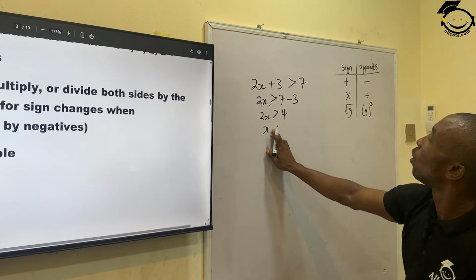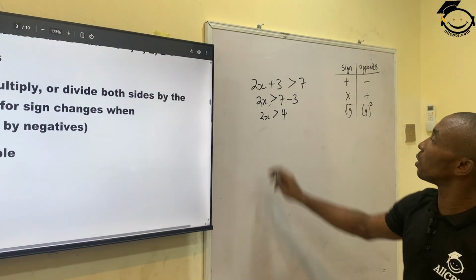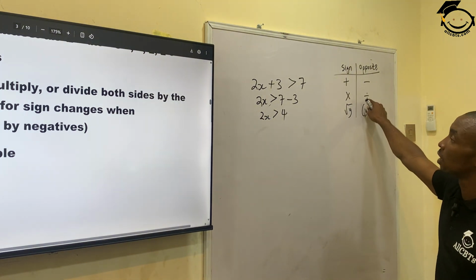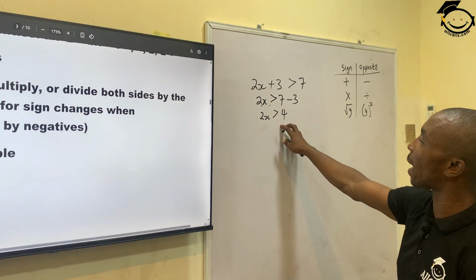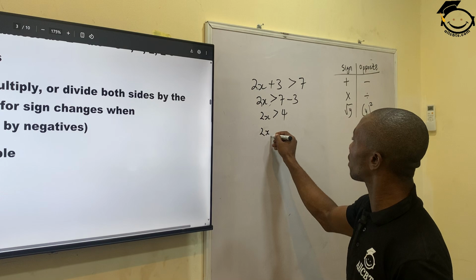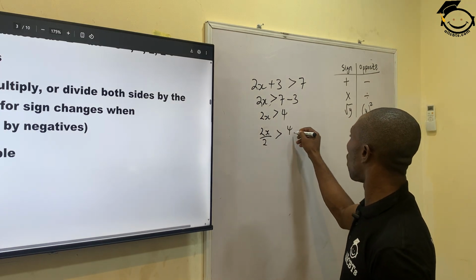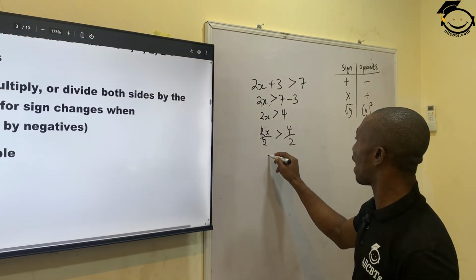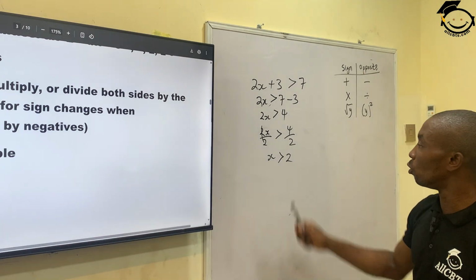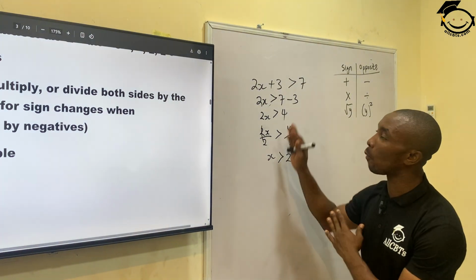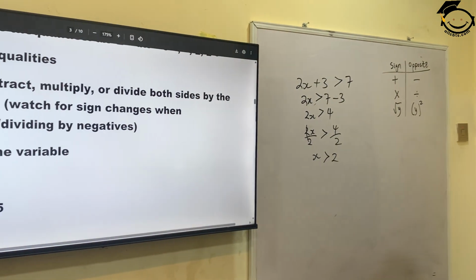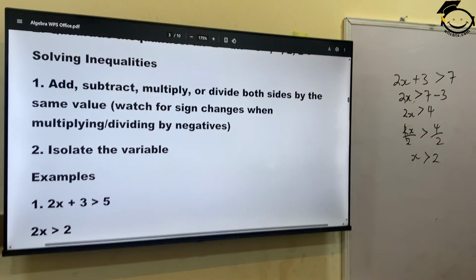So x, now for us to make x stand alone, since 2 is multiplying x, we look for the opposite of multiplication, which is division. So we divide both sides by the coefficient of x, which is 2. So this becomes 2x over 2, 4 over 2. So our x will give us 2. So x will be greater than 2. Now, in this case, our sign is not changing. Now, let's look at a case that will require our sign to change.